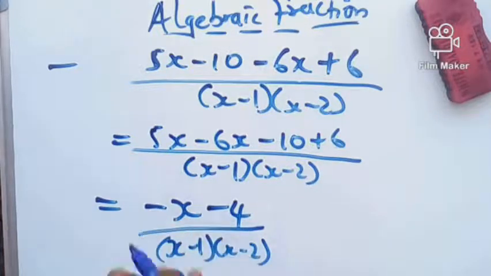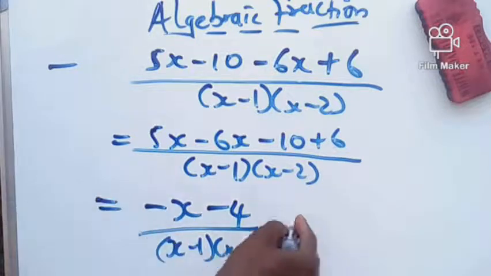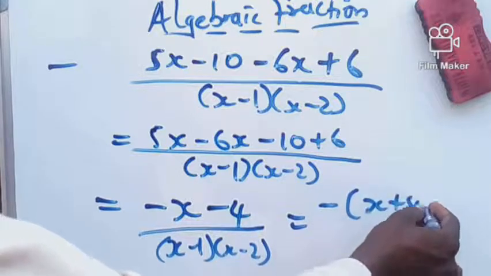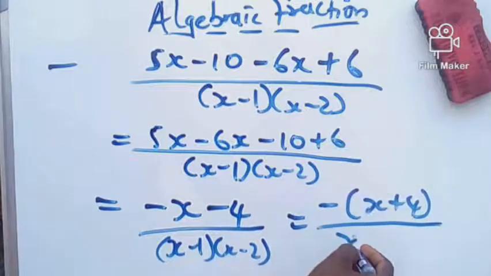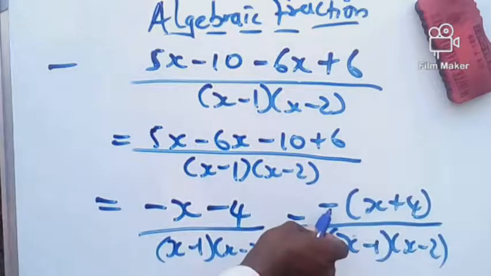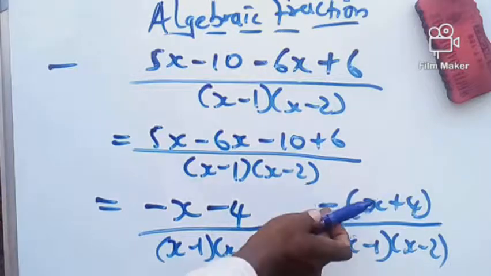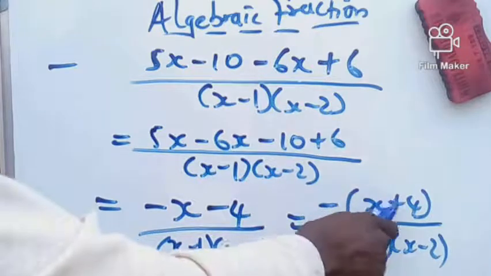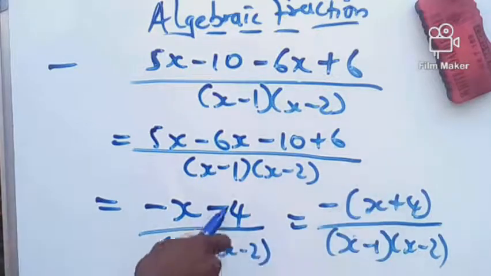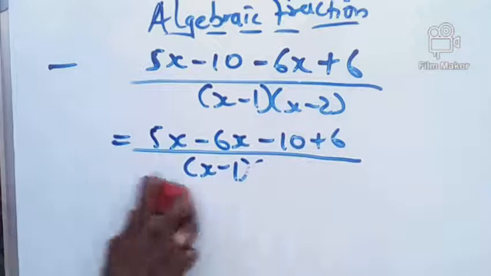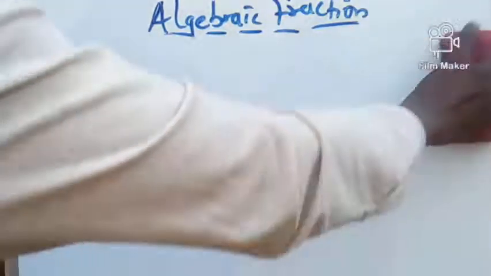So this can be written as minus, open bracket, x plus 4, close bracket, divided by x minus 1 into x minus 2. Notice that writing it like this simply means that when I expand the bracket, minus times x will still give minus x, and minus multiplied by plus will give minus, so we still have minus 4. So this is the final answer. Feel free to pause the video and try this problem out yourself.